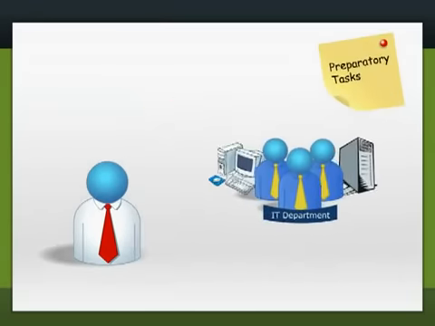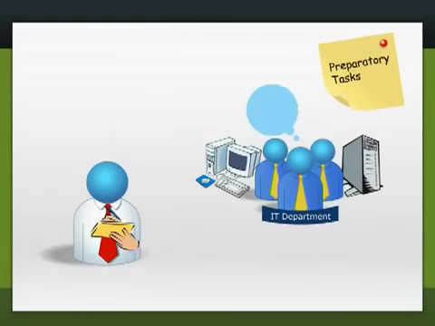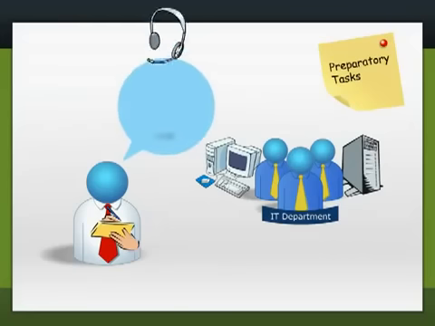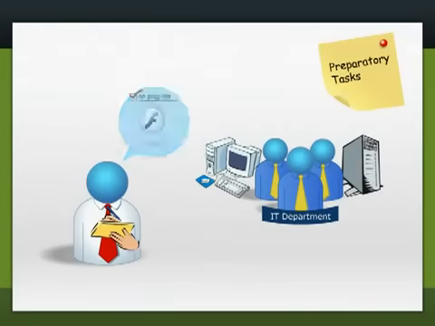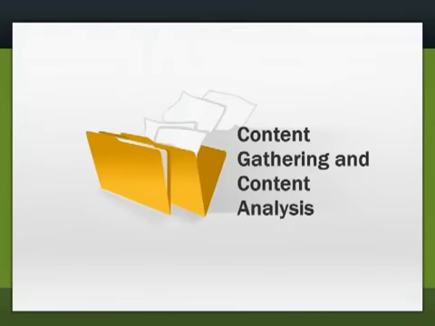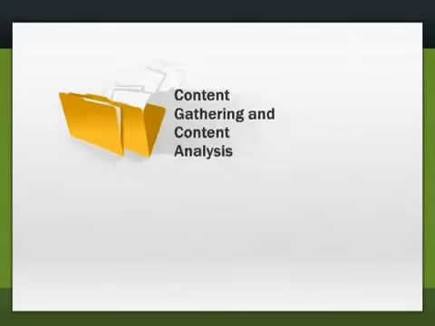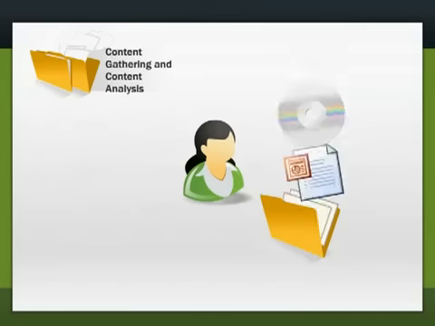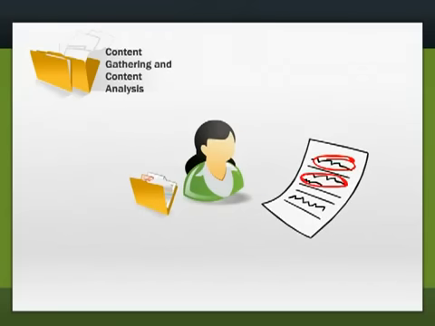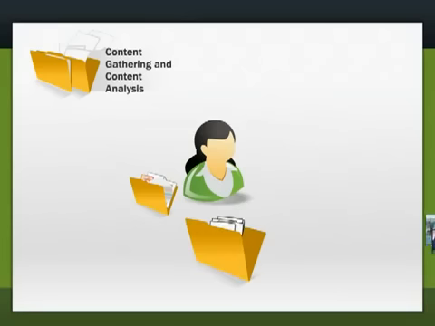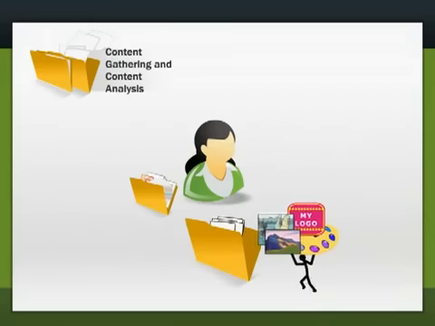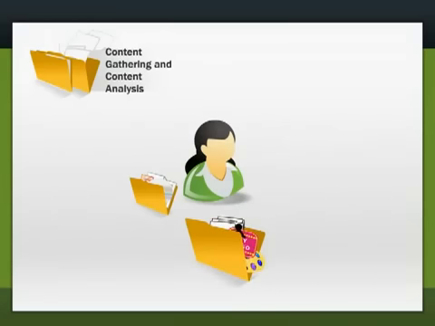Keep in mind the following items. Discuss and document all technical specifications with the IT department. Determine any constraints for the project with the client, for example, audio restrictions, software restrictions, etc. The next step is to do the content gathering and content analysis. In this stage, you need to gather existing content, analyze content provided and determine content gaps and additional content to be developed, and gather graphics, logos, and color scheme requirements from the client.